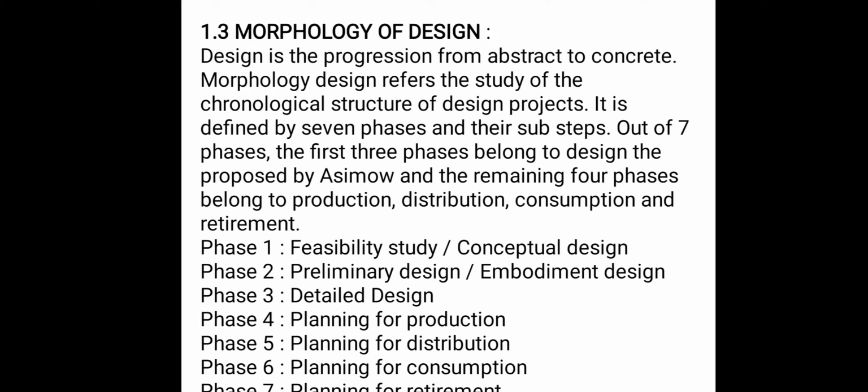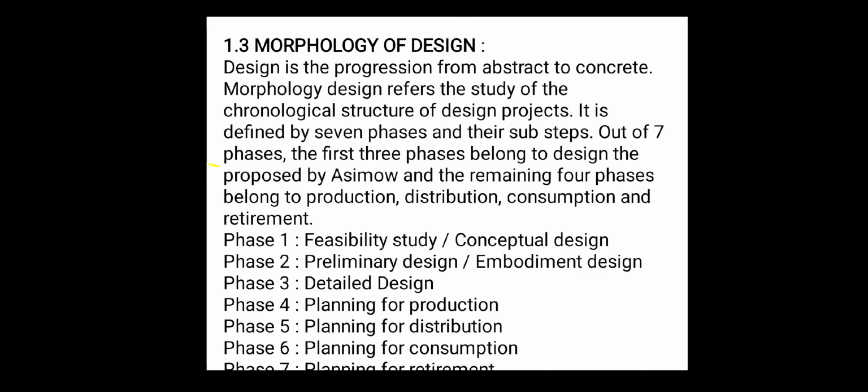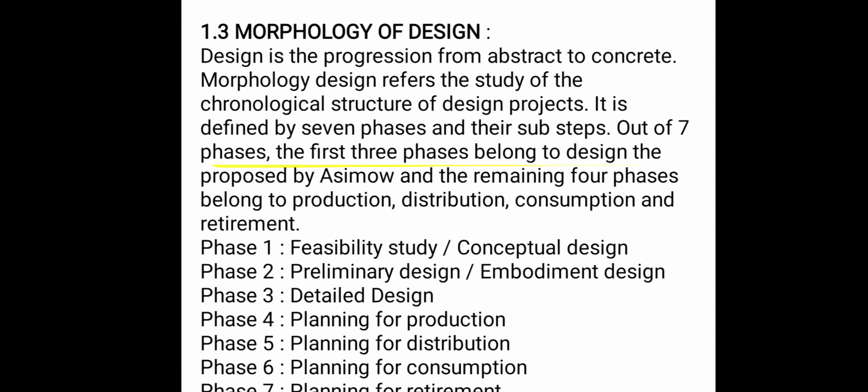Phase 1: Feasibility study or conceptual design. Phase 2: Preliminary design or embodiment design. Phase 3: Detailed design. Phase 4: Planning for production. Phase 5: Planning for distribution. Phase 6: Planning for consumption. Phase 7: Planning for retirement.